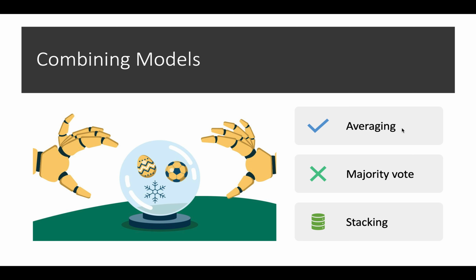Majority vote works for classification models. You apply your base models to the input X and then return the majority class among all predictions. And in case of a tie, you either randomly pick one of the classes or you return an error message saying that you are not sure what the class is.